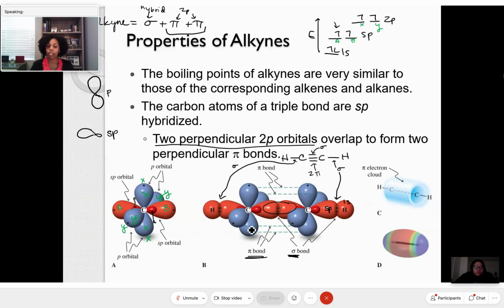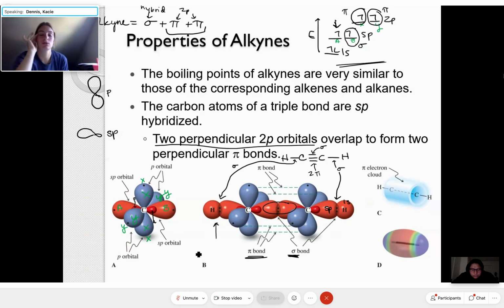So we have this triple bond between these two carbons. To make the triple bond, we're using one sp orbital to make a sigma bond, one 2p orbital to make a pi bond, and another 2p orbital to make a pi bond. Each carbon has the same electron configuration, so we have the overlap of the same types of orbitals, but three of those orbitals are used to make the triple bond, and the last one is used to make the sigma bond between the carbon and the hydrogen. Questions on that?